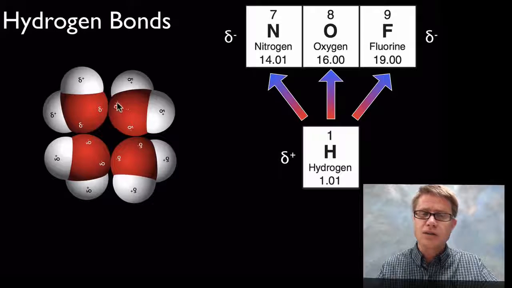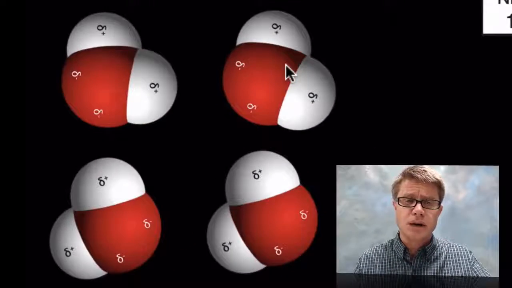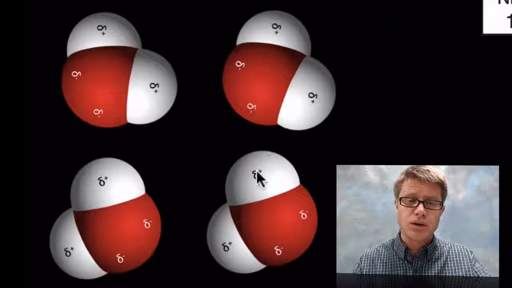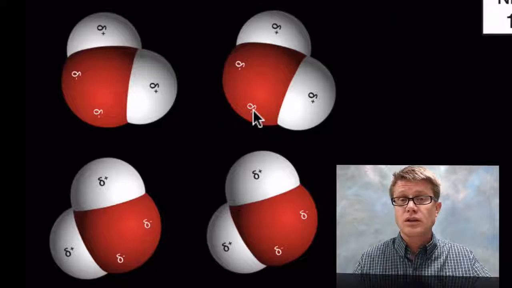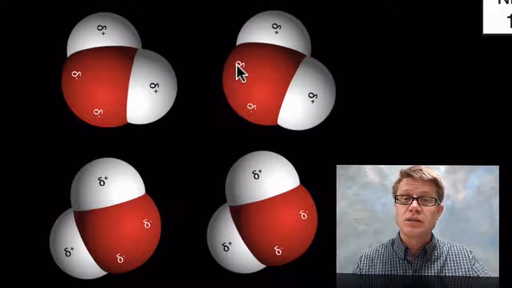We're going to have a negative side where the oxygen is and a positive side where the hydrogen is. Now let me show you where the hydrogen bond is. This is how water would really orient itself. This is going to be a hydrogen bond right here between the hydrogen and the oxygen of an adjacent molecule, or between this hydrogen and this oxygen of this adjacent molecule.